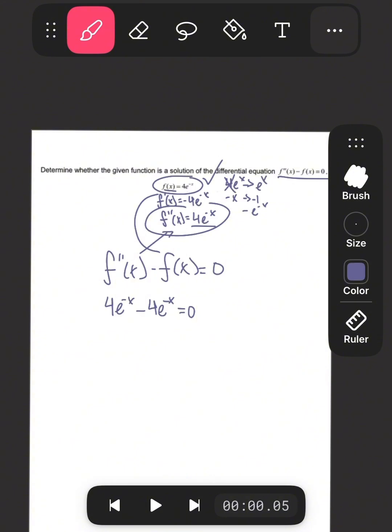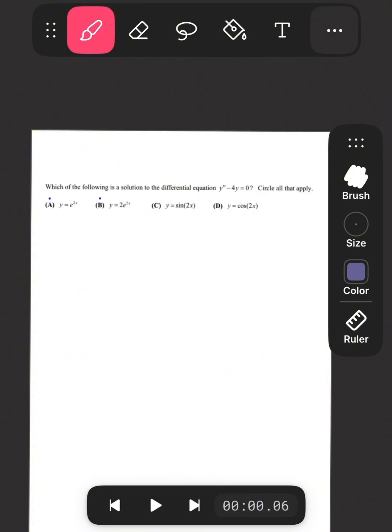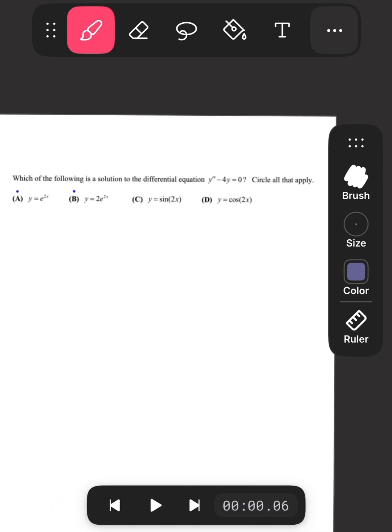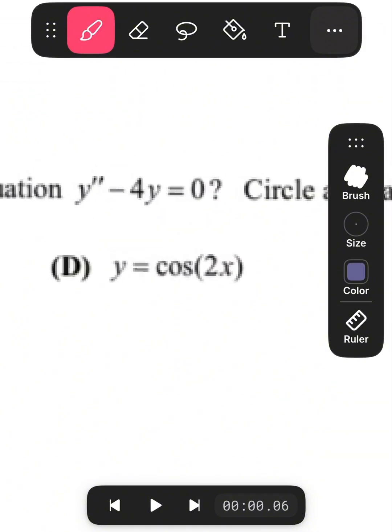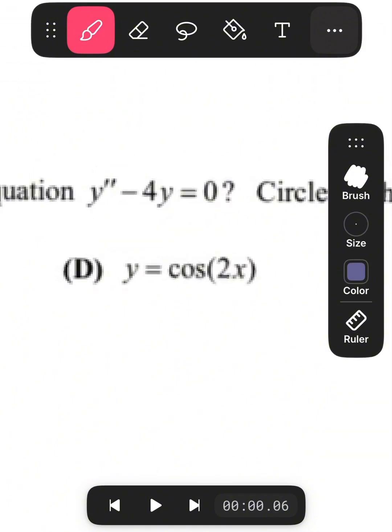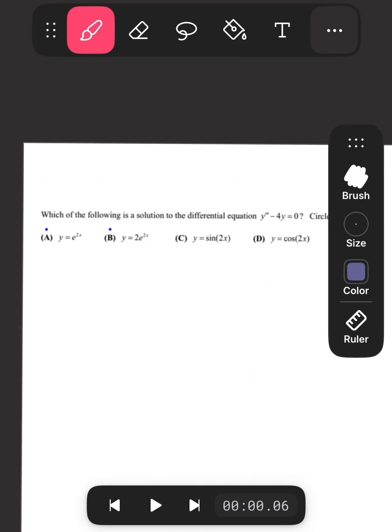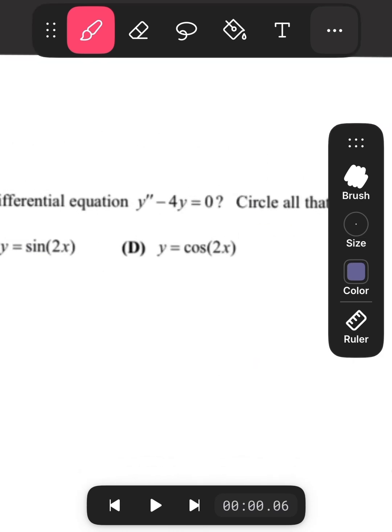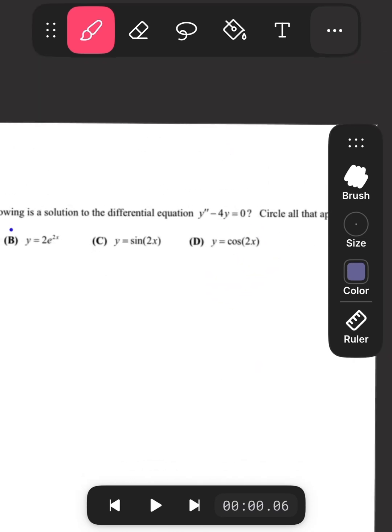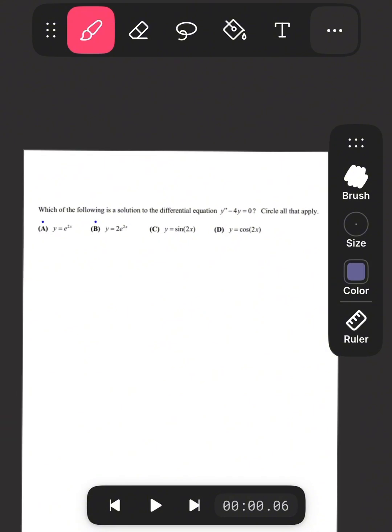Ignore my little blue markers, you'll see those a lot through here. I'm just checking that what I'm doing is actually right and I'm not just lying to y'all. But anyway, which of the following is a solution to the differential equation y double prime minus 4y equals 0? We want to find out which of these satisfy. So this kind of sucks, we have to do what we just did on that last problem for all 4 of these.